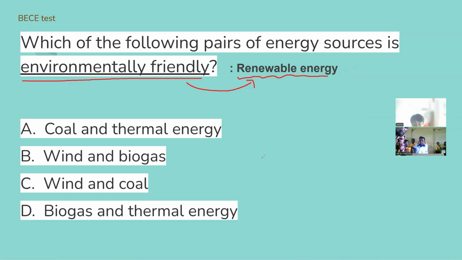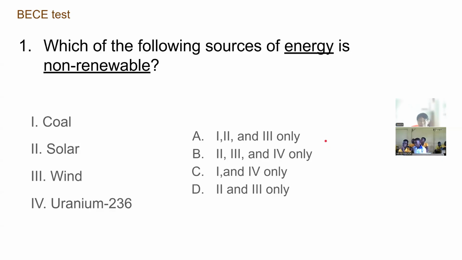Does anyone want to answer this question? B. I think I heard B, which is correct. It's wind and biogas. Great job. Wind again is renewable. We use it from wind turbines. And biogas, we use what's already in the ecosystem. So all of these are renewable. So the answer is B.